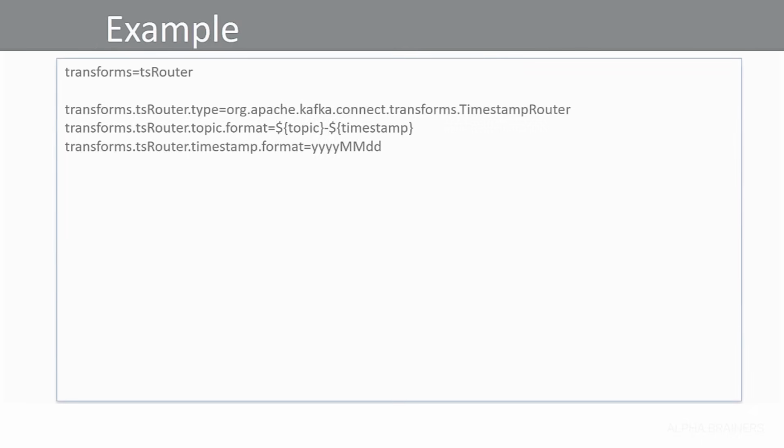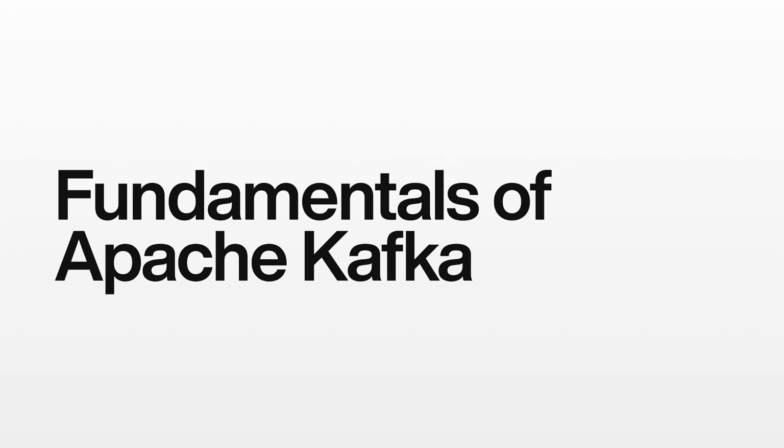So here's a simple example. We'll set transforms equal to TSRouter. If there's more than one transformer, we'd place them as a list inside of that value. And then you can see the transformation itself. So we're going to use transforms.TSRouter.type set to org.apache.kafka.connect.transforms.TimestampRouter. And there is a format we can use there. So you can see the topic format is going to be topic dash timestamp, I should say. And then the format we want to use for the timestamp is going to be year, followed by month, followed by day.